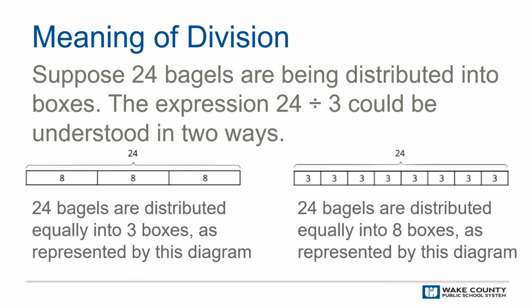Let's start with the meaning of division. Suppose 24 bagels are being distributed into boxes. The expression 24 divided by 3 could be understood in two ways. Either 24 bagels are being distributed equally into 3 boxes, as represented by this diagram, or 24 bagels are distributed equally into 8 boxes, as represented by this diagram.